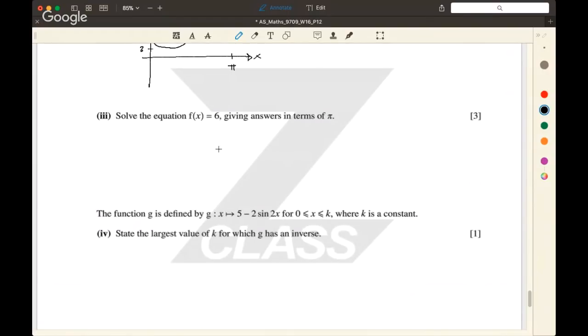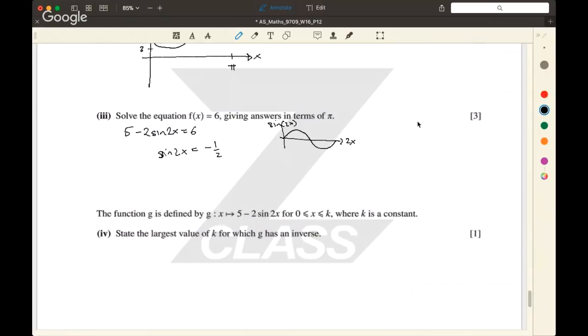So now we're going to solve f of x is equal to 6. So that means that 5 minus 2 sine of 2x is equal to 6. So that sine of 2x is equal to minus a half. And remember, always solve for the thing that's actually inside the trigonometric function first, and then go to x, whatever your final x wants to be. So this is the graph of sine of 2x.